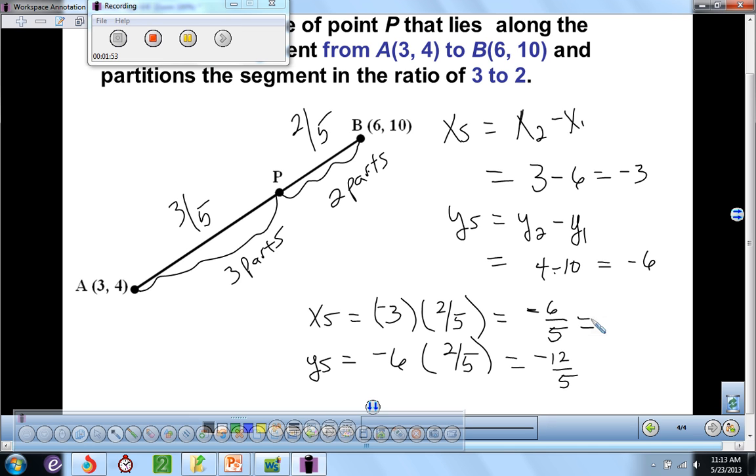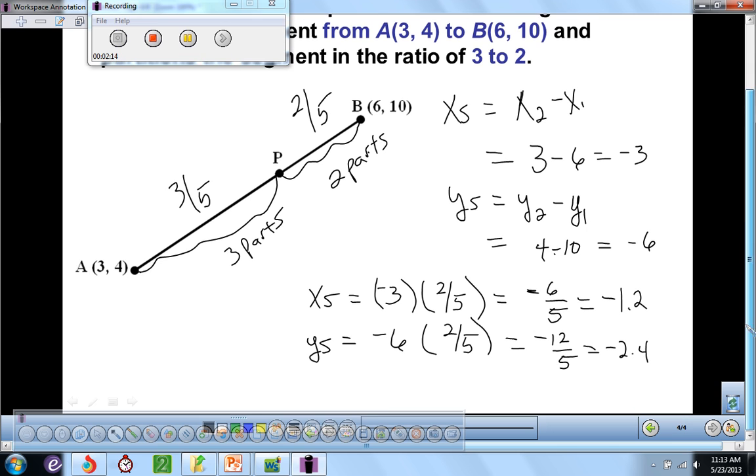I'm going to go ahead and convert both these to decimals. So we end up with 6 divided by 5. So we end up with -1.2 for the change in x. And then we end up with -2.4 for the change in y.